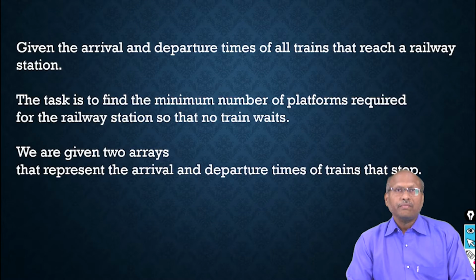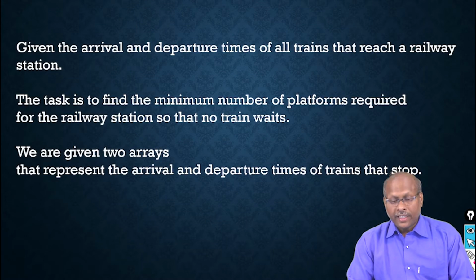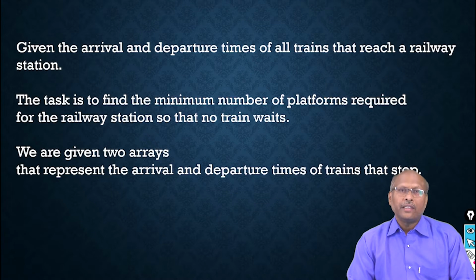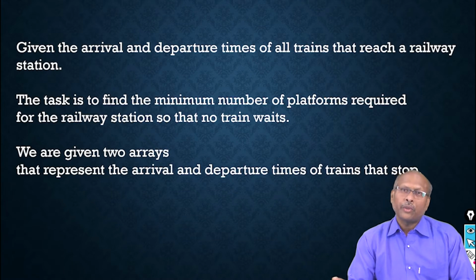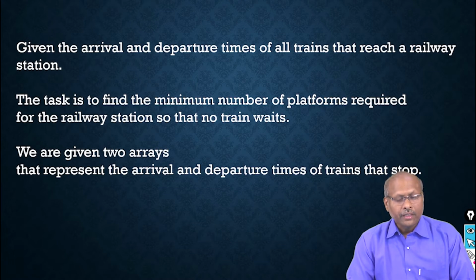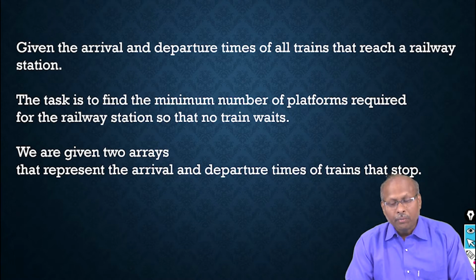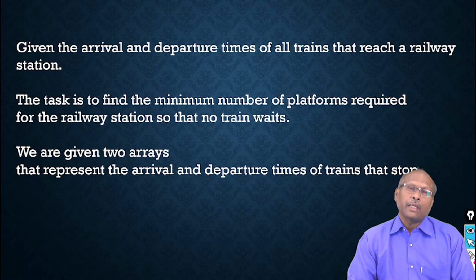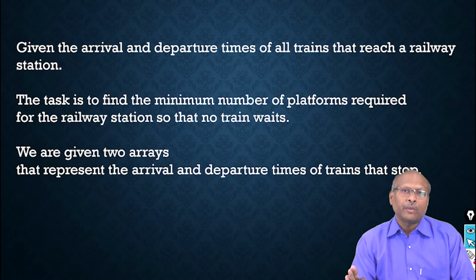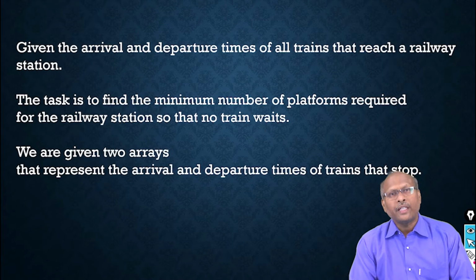Now, given the arrival and departure time of all the trains that reach a railway station, that means they have given the arrival time as well as departure time of all the trains coming to the station. The task is to find the minimum number of platforms required for the railway station so that no train waits. So no train will wait to get a platform. You have to construct the minimum number of platforms so that you can accommodate all the trains.